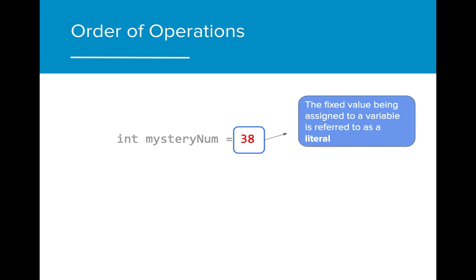This final value that is being initialized in the variable mystery num is called a literal value. A literal value is a value that is written exactly as it is meant to be interpreted and is represented by a primitive data type. While the value of mystery num can be changed and may eventually refer to another value, the value 38 cannot be changed as it is a fixed number.